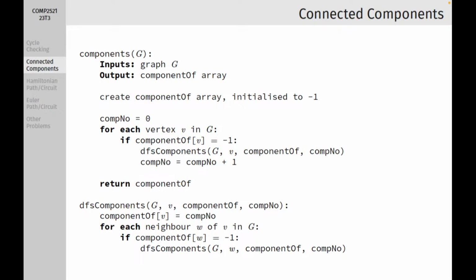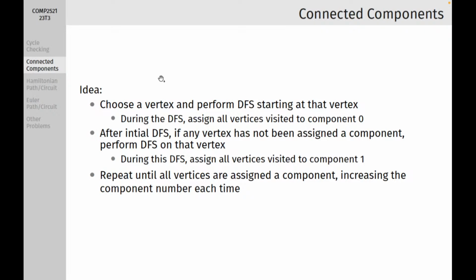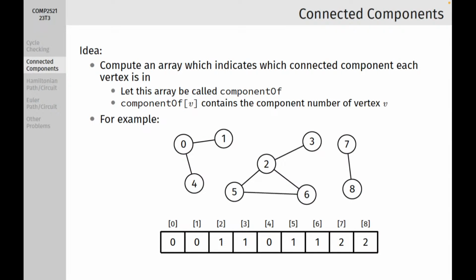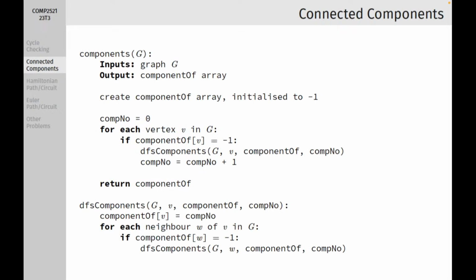So here's what the pseudocode for that would look like. We have a graph, and our output is going to be the component of array, so we want the function to return an array like this. First of all, we create our component of array and initialize it to -1. -1 just means the vertex hasn't been visited and hasn't been assigned a component number. Then we initialize the current component number, which is 0.